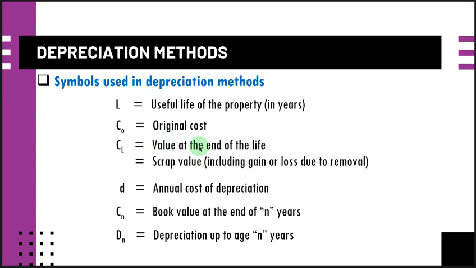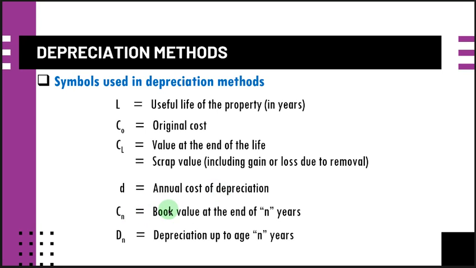So we have now these depreciation methods. We have the symbols used in depreciation methods. L is our useful life of the property in years. C sub O is the original cost. C sub L is the value at the end of the life, which is just the scrap value including gain or loss due to removal. And small d is the annual cost of depreciation.